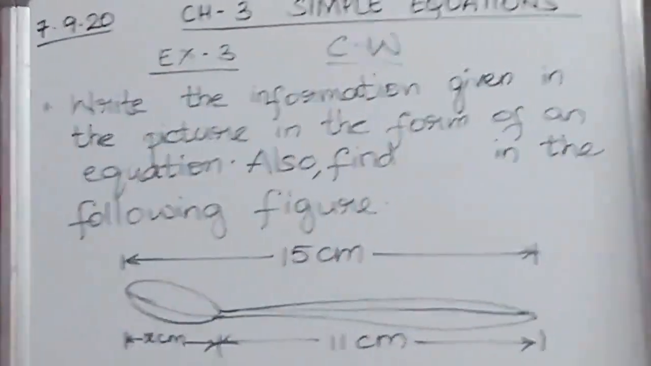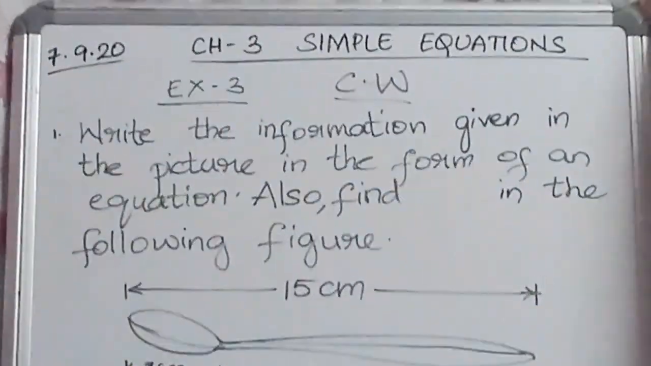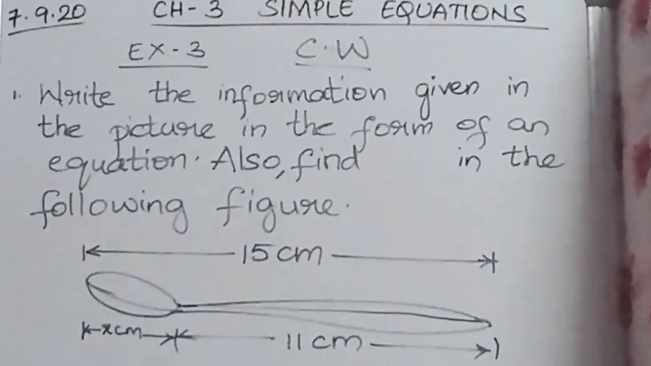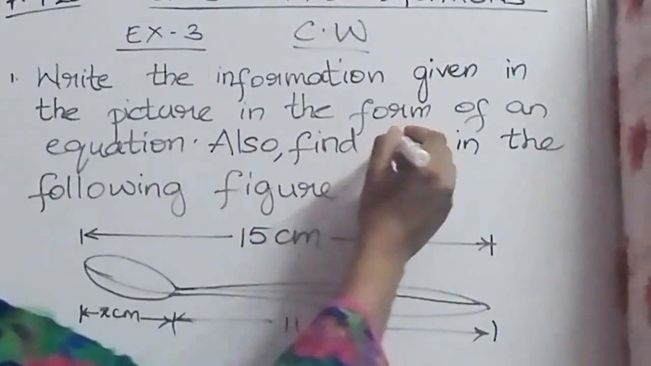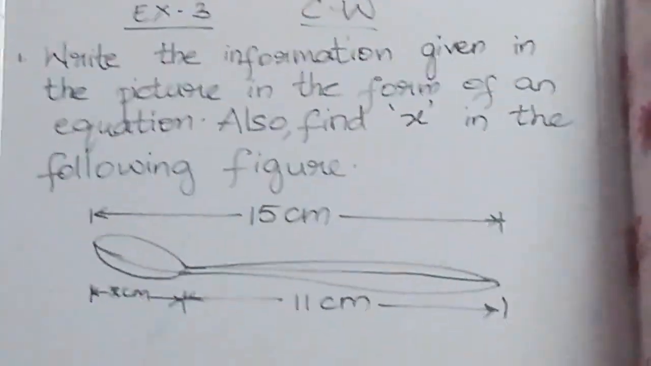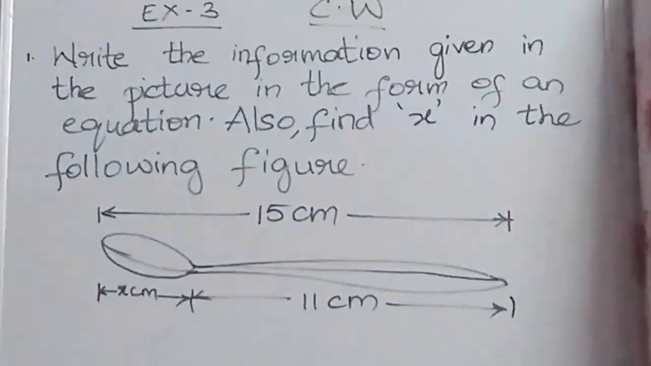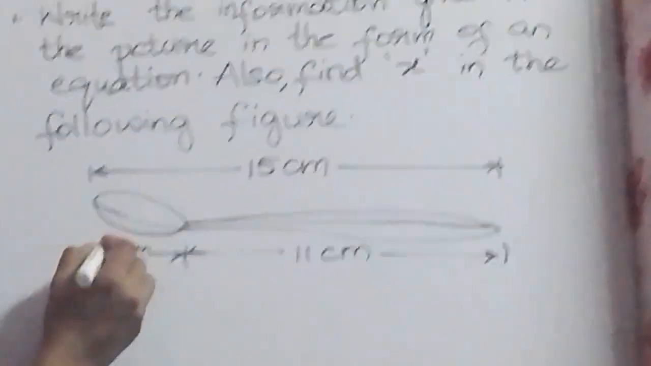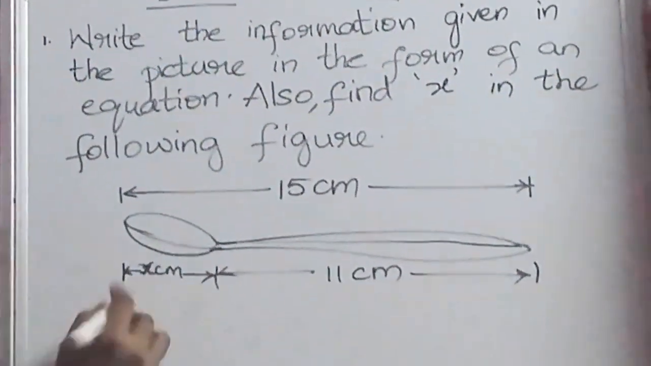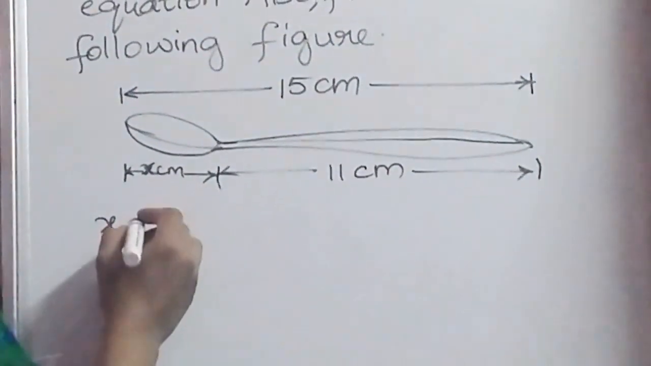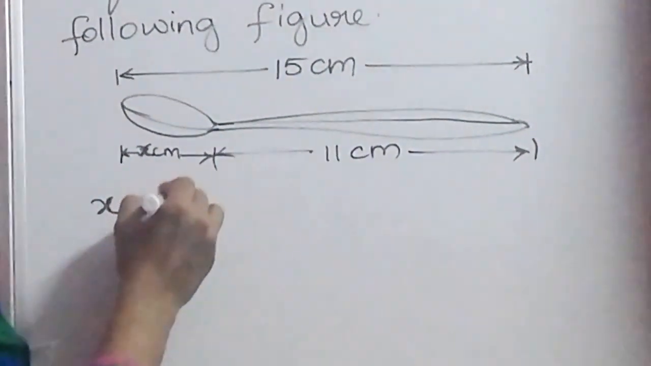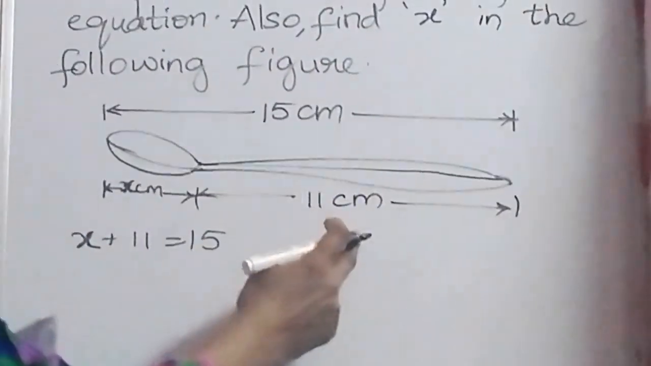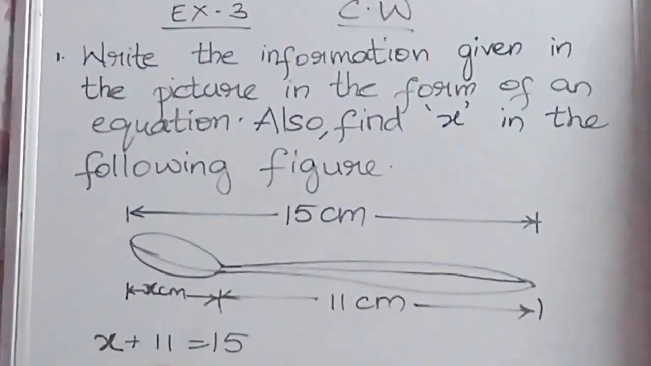Now let us start exercise 3. In your class workbook, you need to write. The first question is: write the information given in the picture in the form of an equation. Also find x in the following figure. This is the figure given. Here you can see that this part of the spoon is given as x centimeters. So you know that x. This full complete one, if you want to find out, then you should write x plus 11 is equal to 15. X centimeters plus 11 centimeters is equal to 15 centimeters.